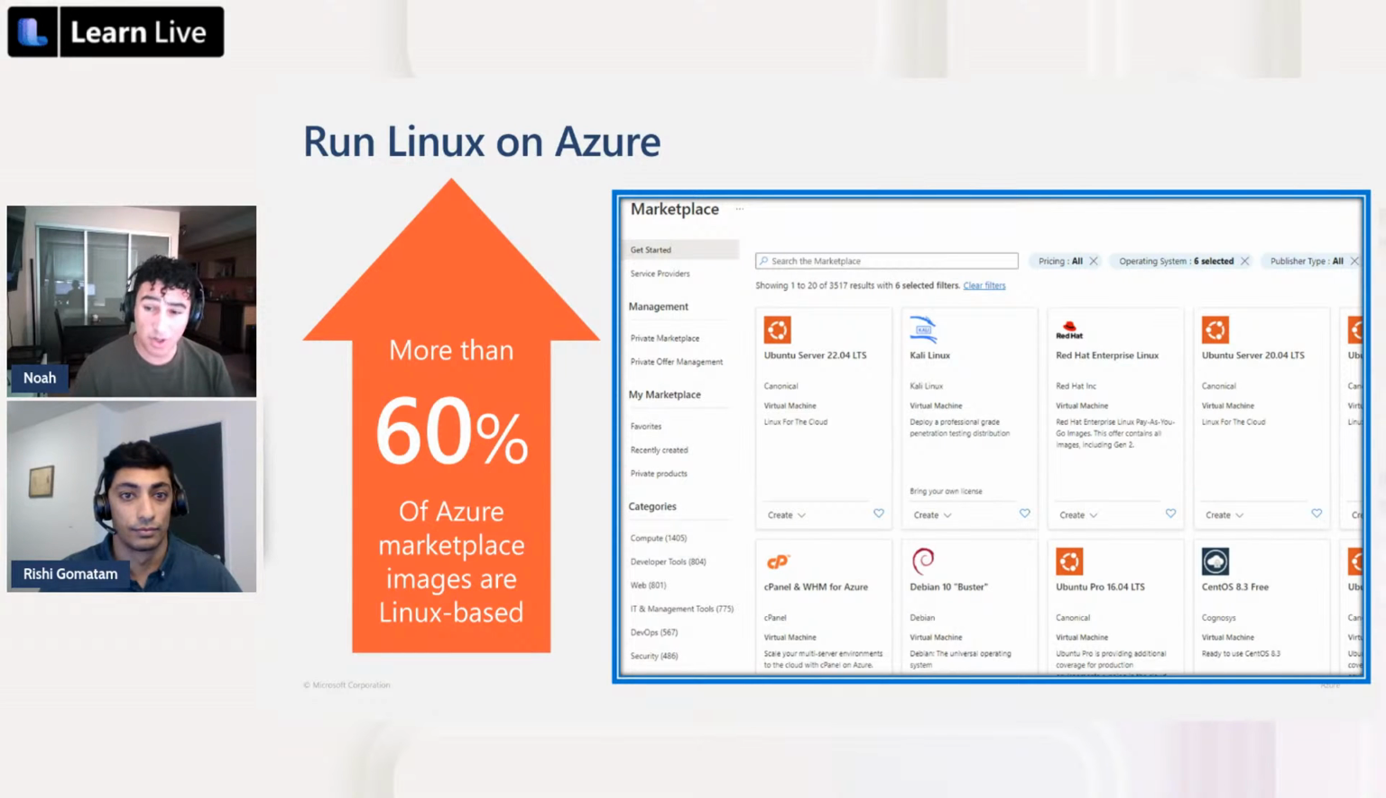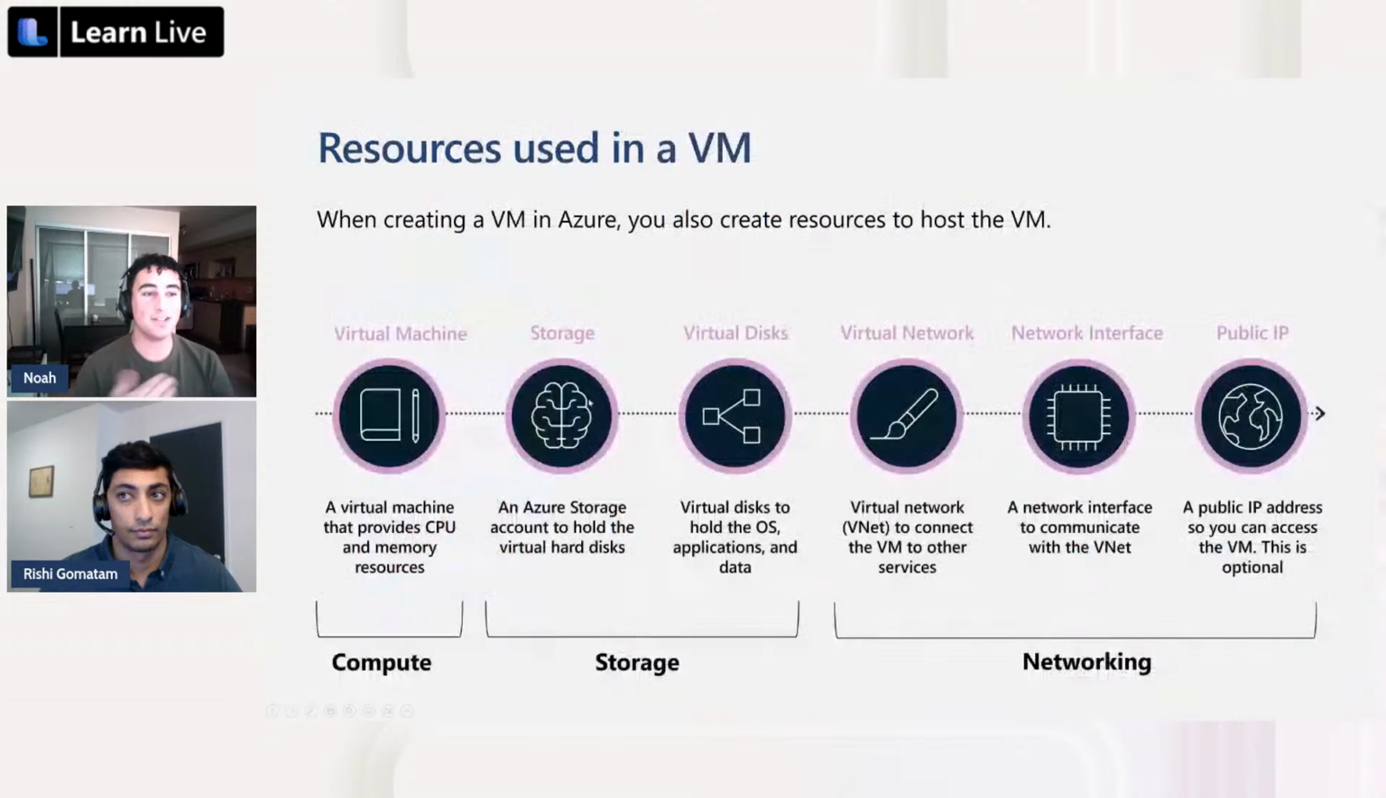So we've kind of covered what a VM is, the key considerations, including architecture and scenario when choosing a VM. We've also covered how to deploy that said VM and then the image options available to do so with. Up next, Rishi is going to talk about the resources that go into this VM that we're going to be deploying. Yeah, sounds great, Noah.